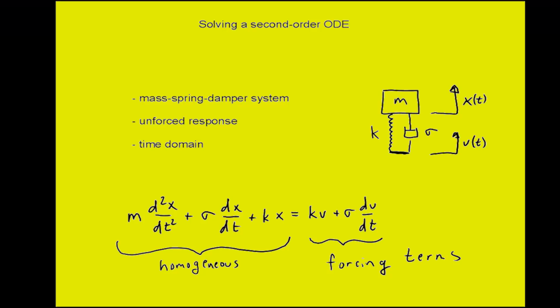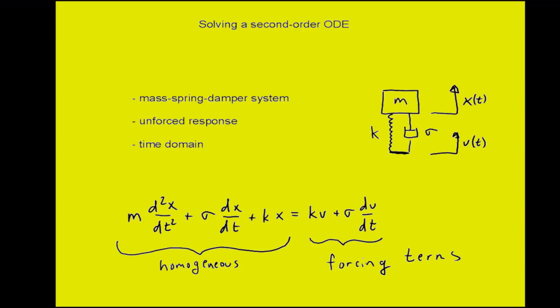In this video, we are going to solve a second-order ordinary differential equation. We're going to use as an example the mass spring damper system that we developed in a previous video, for example, as you might find in an automobile suspension system.